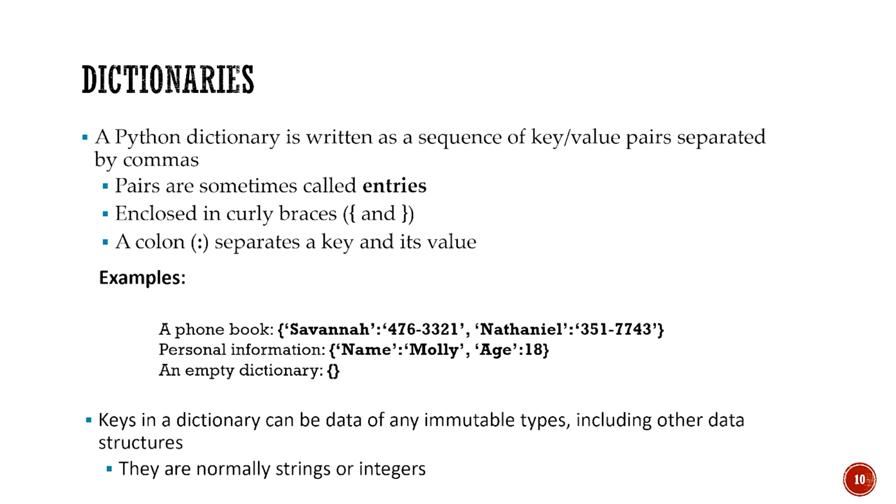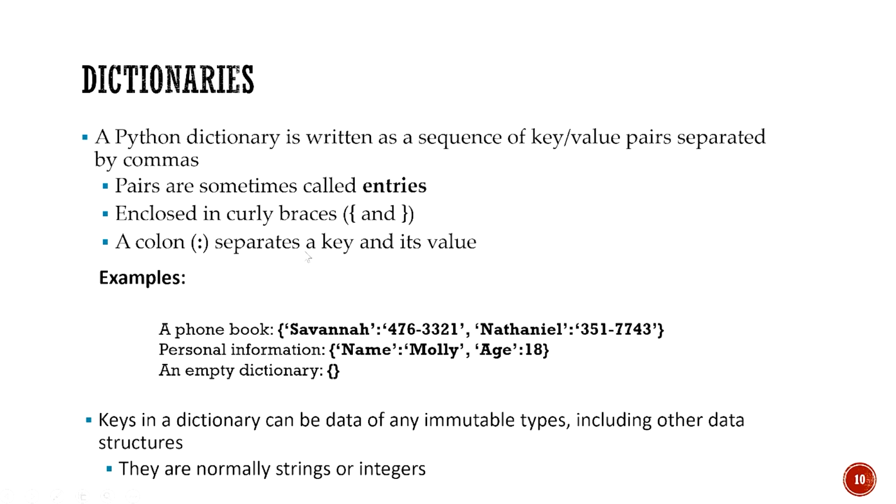Now let's learn about the syntax, how we can define dictionaries in Python. A Python dictionary is written as a sequence of key value pairs. So we need a pair, key and value, which are separated by a colon. Pairs are sometimes called entries, and they are enclosed in curly braces. So if we want to use a dictionary as our data structure, we always use curly braces. For list, we had square brackets.